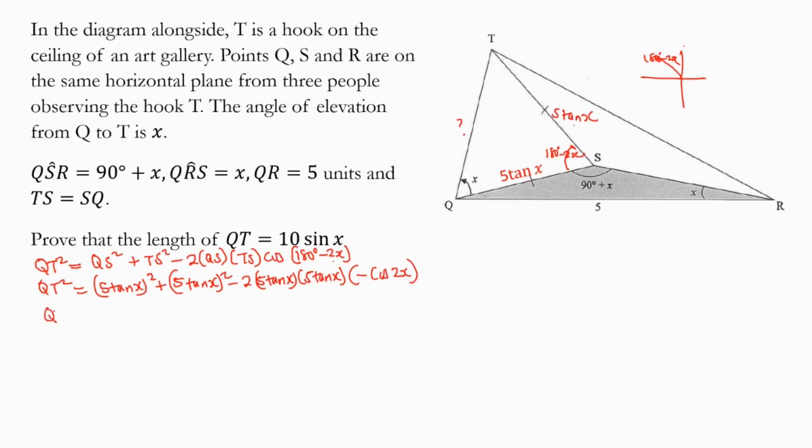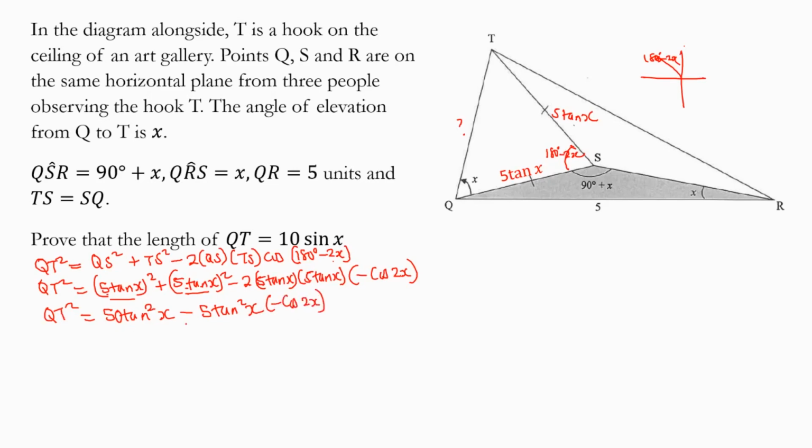We continue. QT squared is equal to 25 tan squared x and 25 tan squared x, which is 50 tan squared x, minus 5 tan x times 5 tan x, that is 25 tan squared x, times 2. So it means it's minus 50 tan squared x, and then times minus cos 2x.